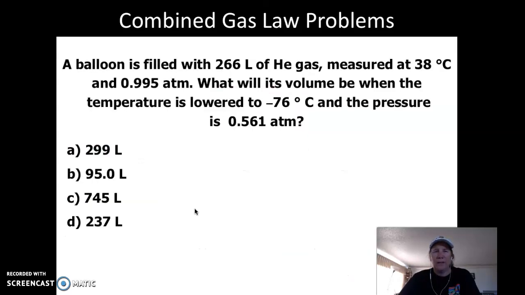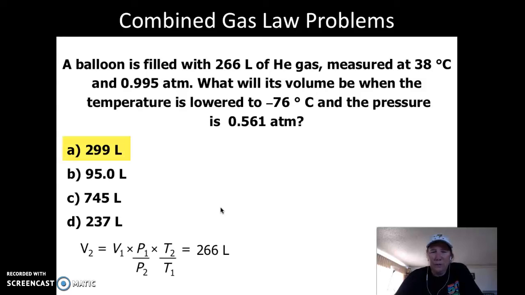All right, here's another combined gas law problem. We have a balloon filled with 266 liters, so that's V1. It's measured at 38 degrees, and we have to change that to Kelvin. And we have our pressure. So we have volume, pressure, and temperature. What will the volume be? We're looking for V sub 2 when the temperature is lowered to minus 76, ooh, that's quite a drop. So again, we take 273 minus that number, and the pressure.